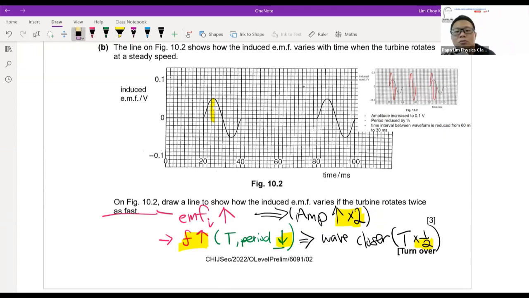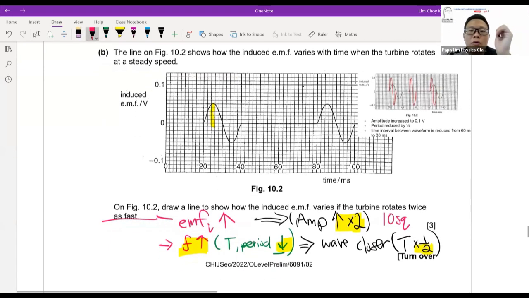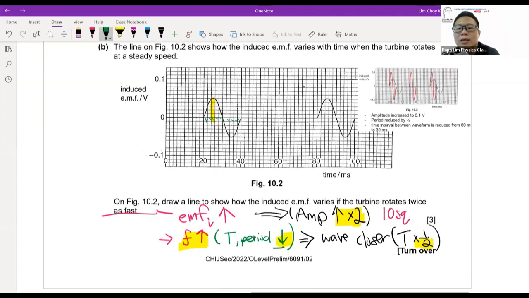Okay, I should actually have 10 squares. Now, originally for one cycle, the period is 1, 2, 3, 4, 5, 6, 7, 8, 9, 10 squares. Okay, 10 squares for one cycle. So now my period is lower, which means my period will actually be 5 squares now. Half the original timing. Our first timing was 10, so half of it will be 5.